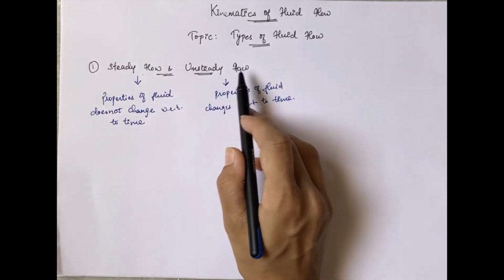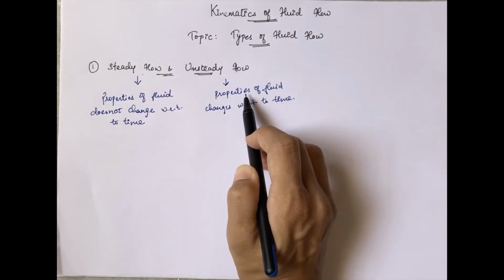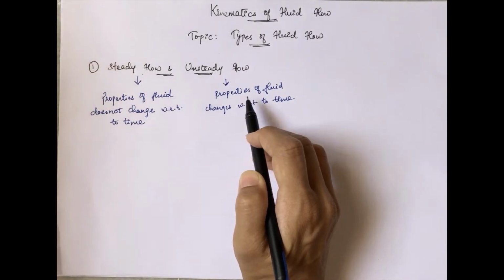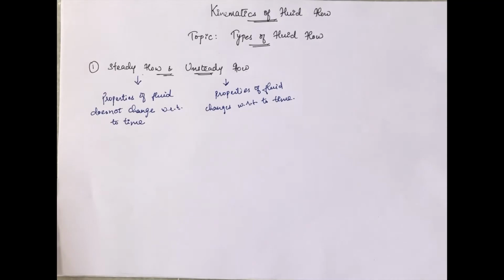But in case of unsteady flow, if the velocity of fluid is 2 meter per second at 10 o'clock and it becomes 1.5 or 3 meter per second at 12 o'clock, then the velocity is changing with respect to time. It is dependent on time, so it is a case of unsteady flow. Are you getting it? Steady flow is the type of flow in which the properties of fluid do not change with respect to time, while unsteady flow is a type of flow in which the properties of fluid are changing with respect to time.